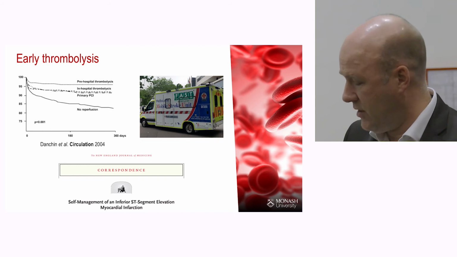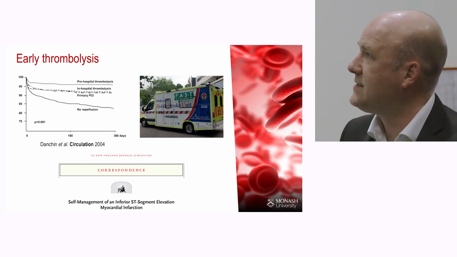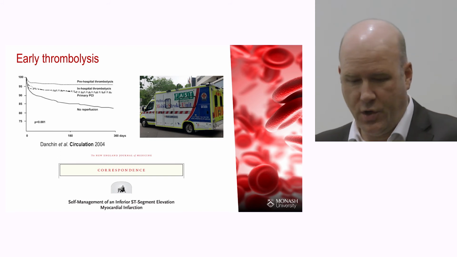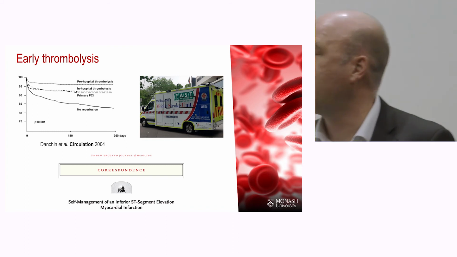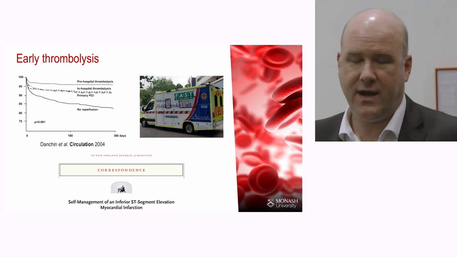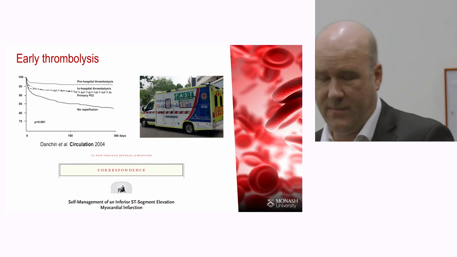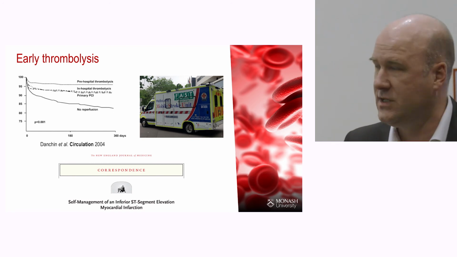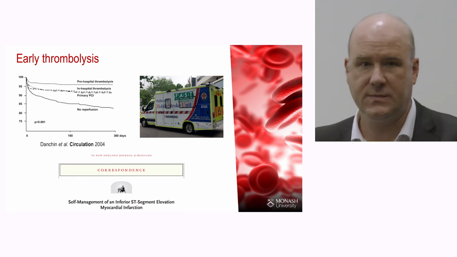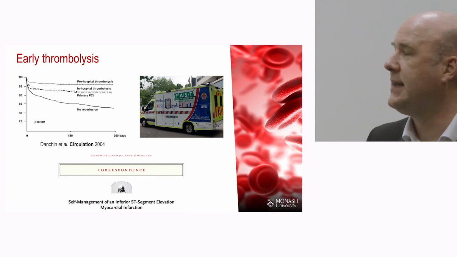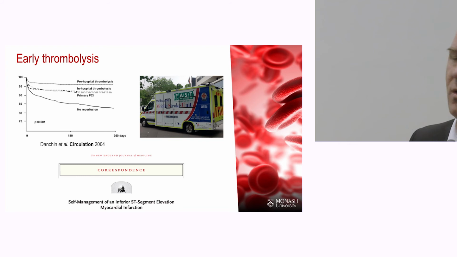Another interesting story, which you might have seen in the New England Journal, was this 44-year-old nurse who was out in a paddock somewhere in Western Australia, and he had a myocardial infarction, and he realized that he had a myocardial infarction. He put his ECG leads on, he sent the ECG to the next hospital and got the confirmation that he had an MI, and he basically thrombolyzed himself.